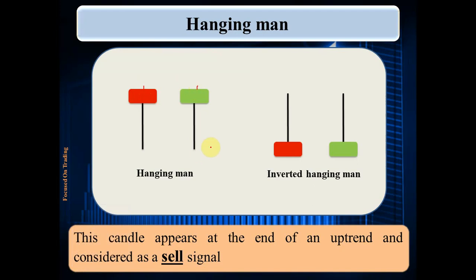If the body forms below and we have a long upper wick, then we have an inverted hanging man. Again, this candle acts the same as the hanging man. Now together let's check some examples.